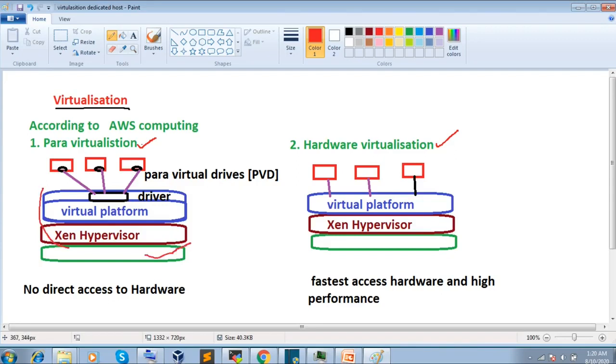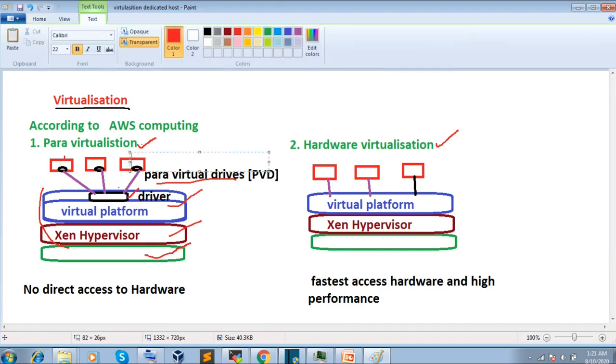What is para virtualization? In para virtualization, AWS provides the physical server. This is a physical layer. After that, the Xen layer and the virtualization are there, right? On top of that, it has a driver, which is the para virtual driver. Whenever the guest OS wants to be hosted, it should interact with the drivers, and the OS itself should also have the para virtualization drivers.